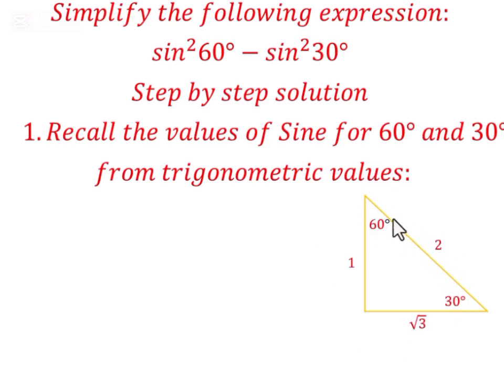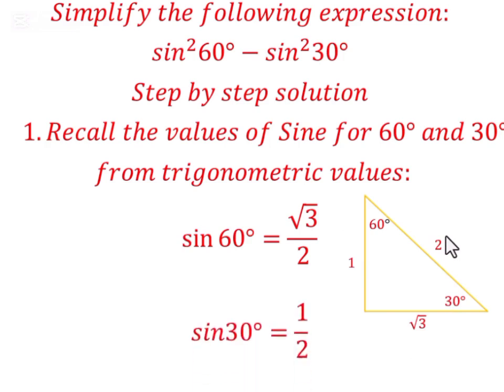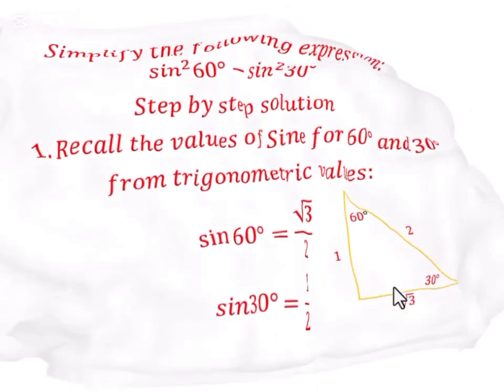Now calculating for sin 60 degrees, because we have sin² 60, we have to look for sin 60 degrees first. Sin 60 is opposite over hypotenuse, which is √3 over 2. While for sin 30 we have opposite over hypotenuse, which is 1 over 2.